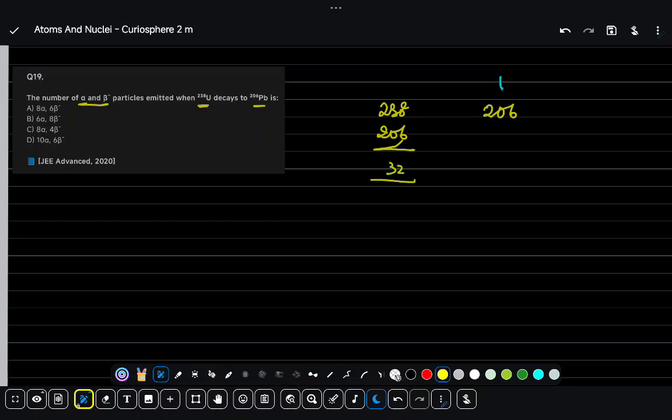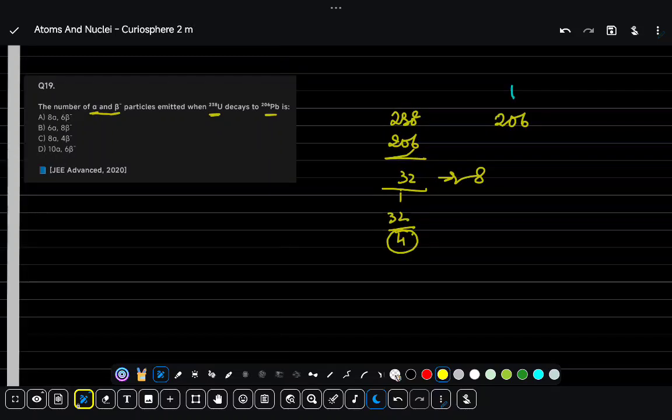It is 32. For mass number, each alpha particle reduces it by 4. A beta particle does not affect the mass number. So it is totally about alpha particles. There are 8 alpha particles here, because in 32 there are 8 fours, 32 divided by 4. Each alpha particle decreases the mass number by 4, so the total decrease in mass number is 32. So the total number of alpha particles released is 8.